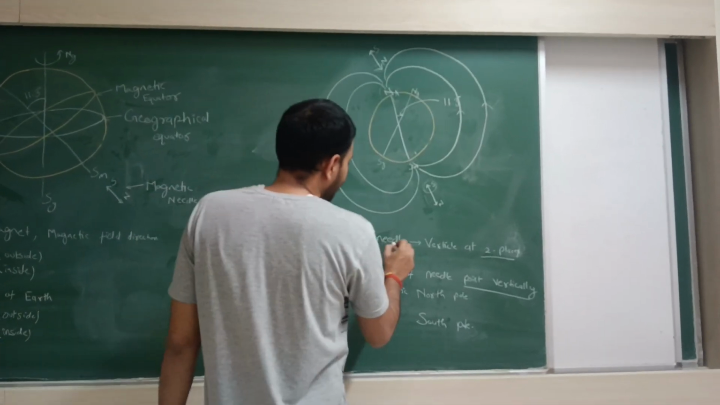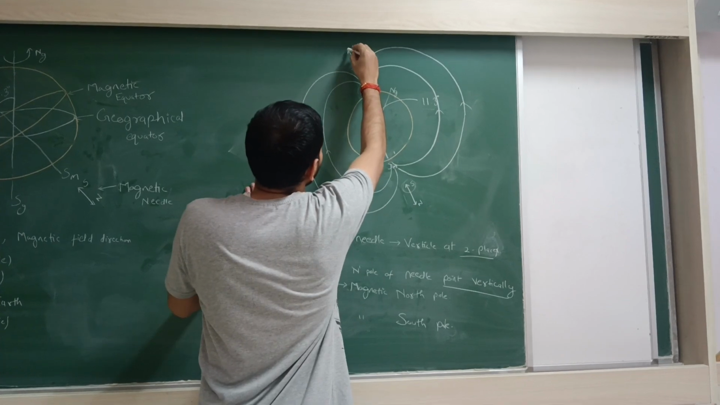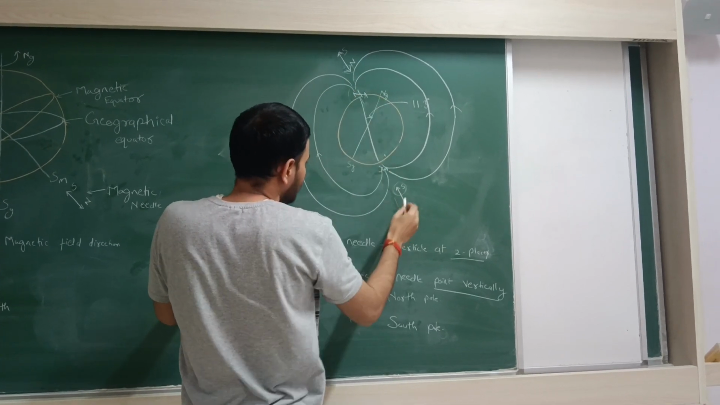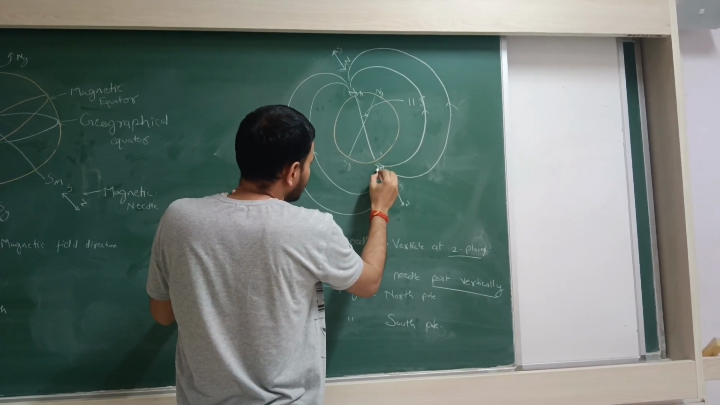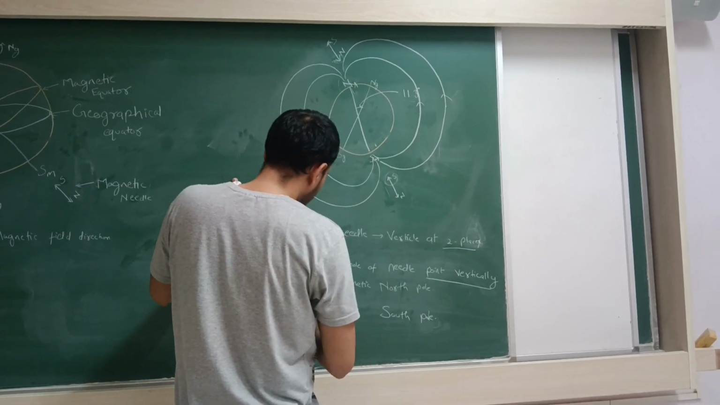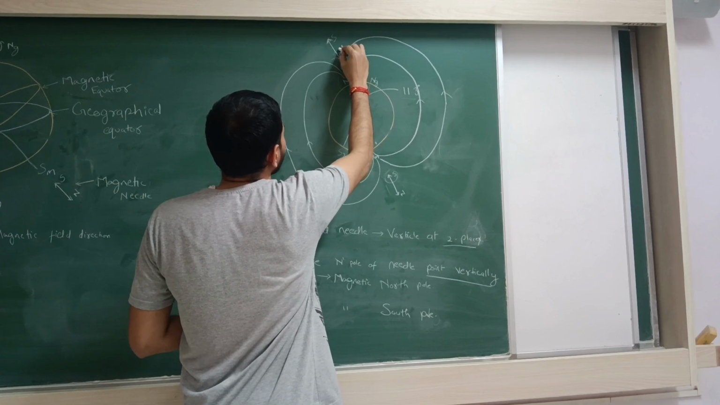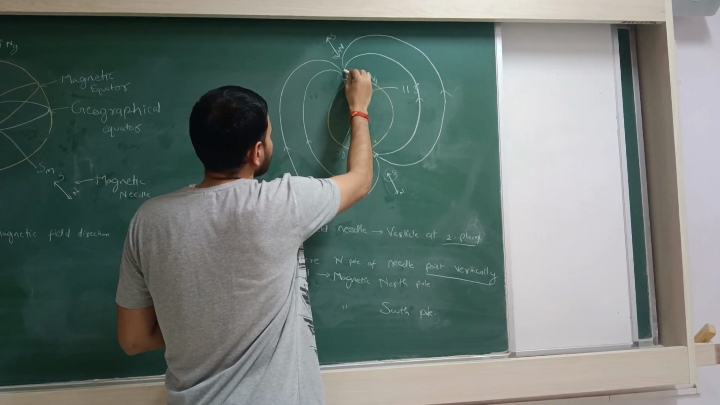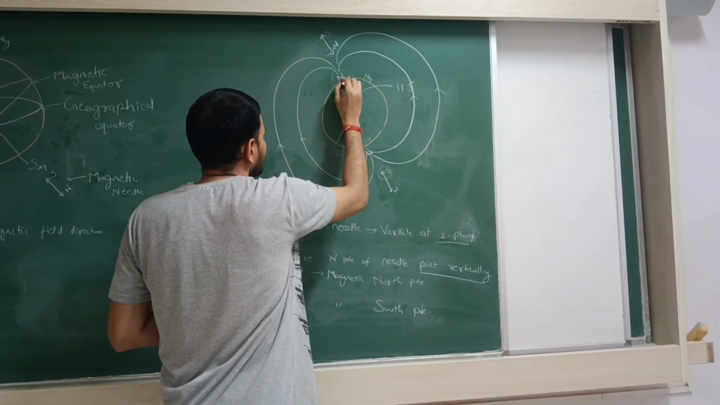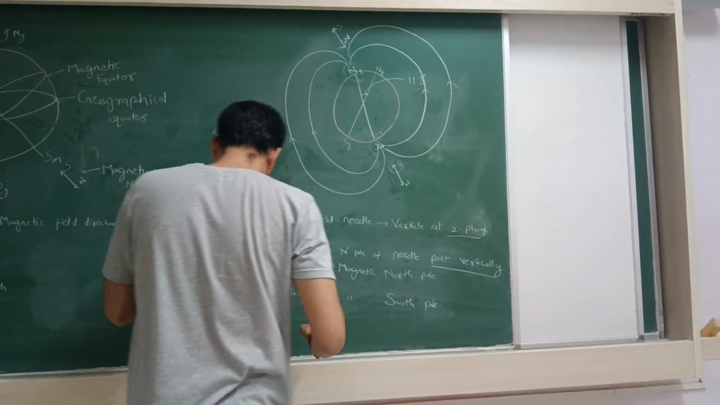The magnetic needle is vertical at two points. As you can see, one is at the magnetic north pole and the second one is at the magnetic south pole. The place where the north pole of the needle points vertically downward is this point. The north pole is vertically downward, indicating that this is the magnetic north pole, and similarly this is the magnetic south pole.